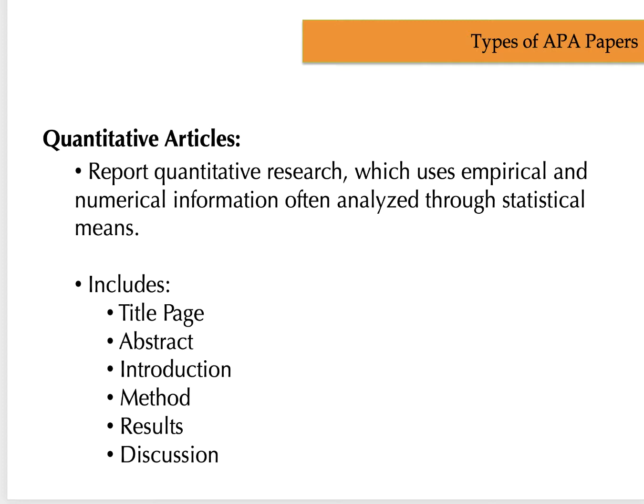So this slide is going to introduce the quantitative article. Quantitative articles report quantitative research, which uses basically numbers, and it may be empirical, like based on our experience, but information and analysis normally through statistical means. So it's basically when you do a paper and it's to do with numbers and you've analyzed the numbers. It includes these 6 things: the title page, abstract, introduction, method, results, and discussion.